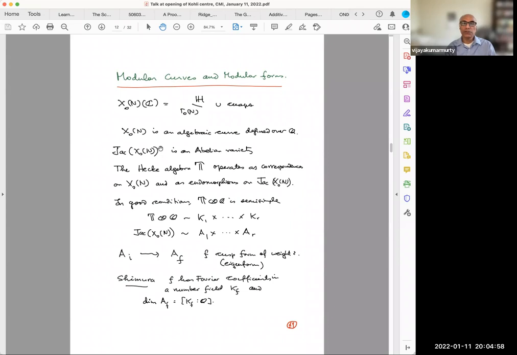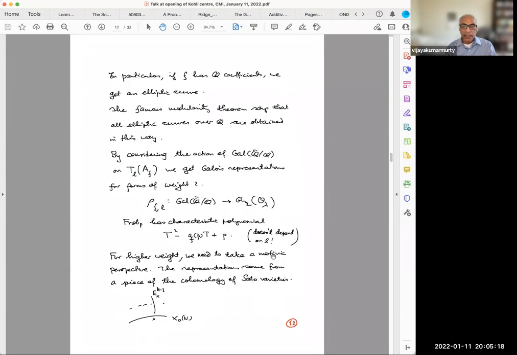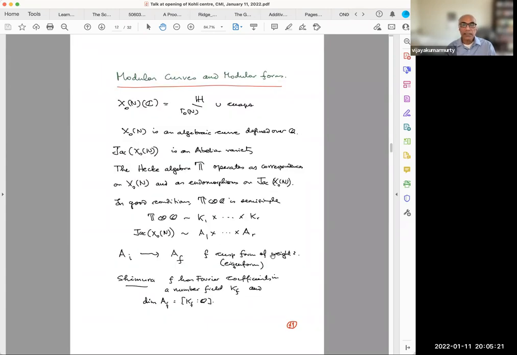If you restrict to the so-called new part, then this algebra is commutative and semi-simple, so it's a product of fields, and that decomposes the Jacobian into these quotients, A_f. These quotients are in general associated to certain cusp forms of weight two. Now, this modular form is a function which gives rise to a differential form of weight two, a one-form on this Riemann surface, f(z) dz.